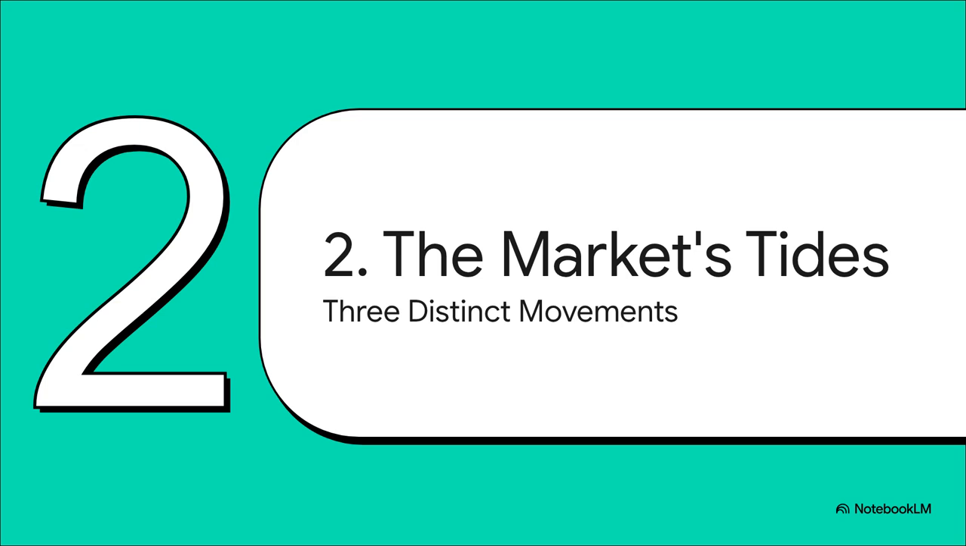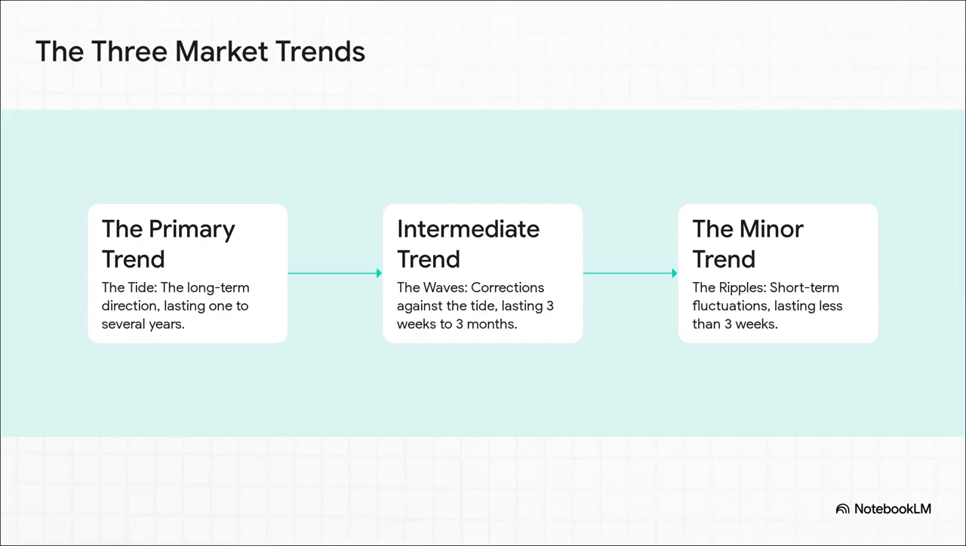So, how do we start reading this market language? Well, it all starts with Dow's big idea that not all market movements are created equal. You have to understand the three different tides that are always at play. Let's stick with that ocean analogy because it's perfect. First, you've got the primary trend. That's the main tide. It's the big, long-term direction of the market lasting for a year, maybe even several years. This is the one that really matters. Then you have the intermediate trend. Think of these as the waves. They're corrections that move against the main tide and can last for a few weeks or a few months. And finally, you have the minor trend, the little ripples on the surface. That's the day-to-day noise. The whole secret is to not get distracted by the ripples and waves, but to always know the direction of the main tide.